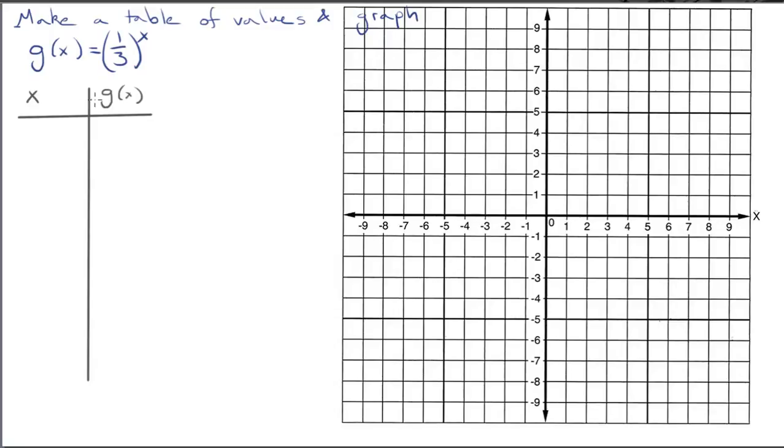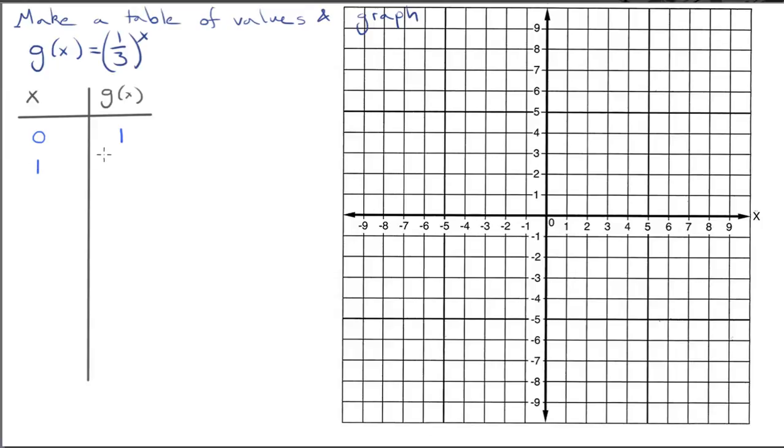Hey everybody, in this video we're going to graph g of x equals 1/3 to the x power, and we're going to start off with x of 0. That's going to give g as 1. G of 0 is 1. Anything raised to the 0 power is 1.